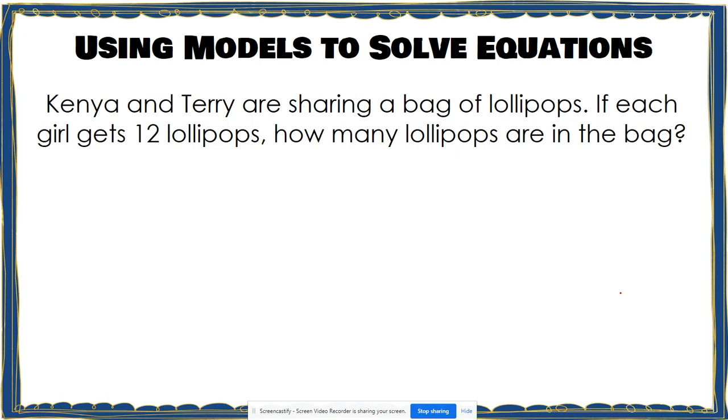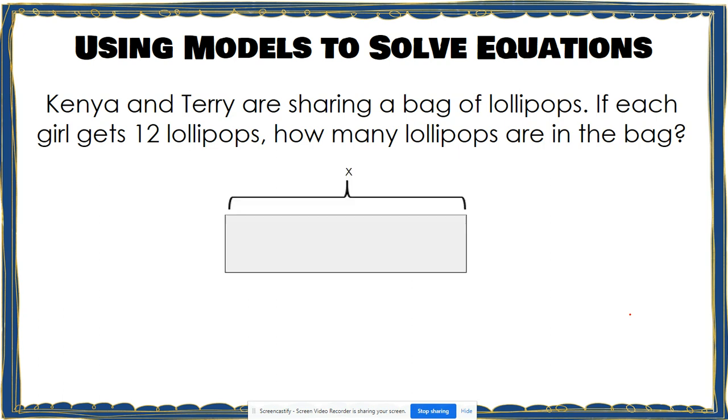I know that they have a bag of lollipops, and what I don't know is how many lollipops are in that bag. So I'm going to use the variable x to represent the total number of lollipops in the bag. I know that the bag was split up into 2 equal pieces, and that both of those pieces are equal to 12 because each girl gets 12 lollipops.